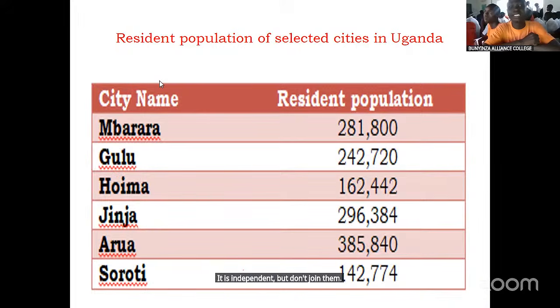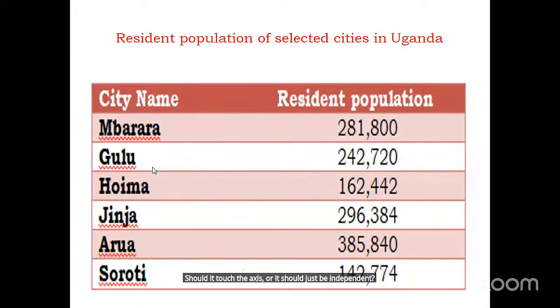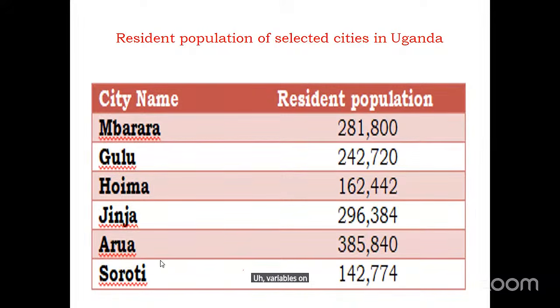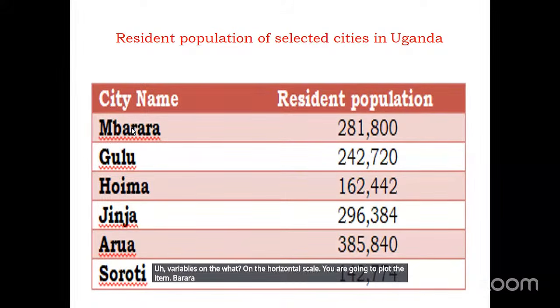My question is, I wanted some clarification on the line graph. Should it touch the axis or should it just be independent? A line graph, when you have calculated the vertical scale, you have indicated these variables on the what? On the horizontal scale. You are going to plot the item Mbarara. You can plot Mbarara on 1 centimeter horizontal scale or 2 centimeter.